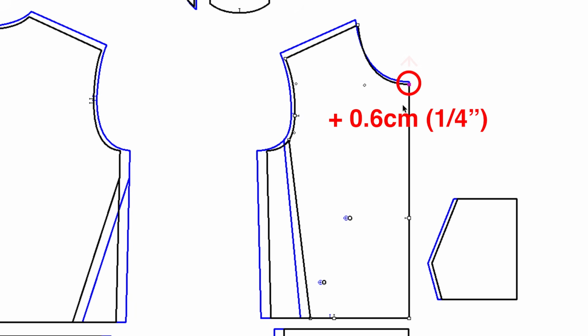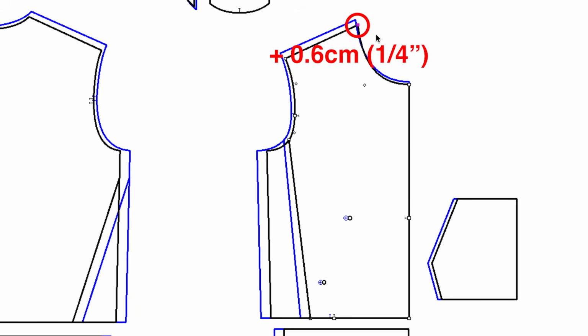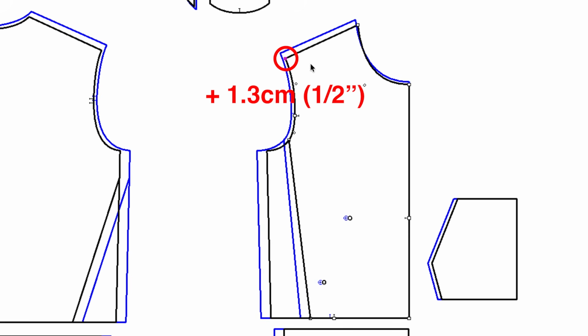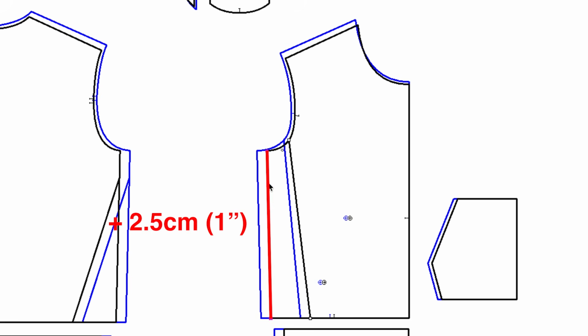0.6 centimeter at the center front, 0.6 centimeter out, and 1.3 centimeter up for the high shoulder point. For the shoulder point, 1.3 centimeter out and up. Side seam, 2.5 centimeter out. So exactly the same as back body grading.